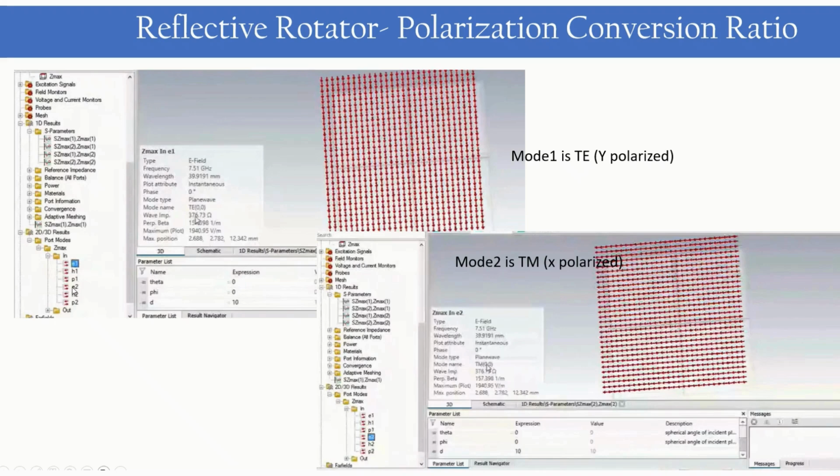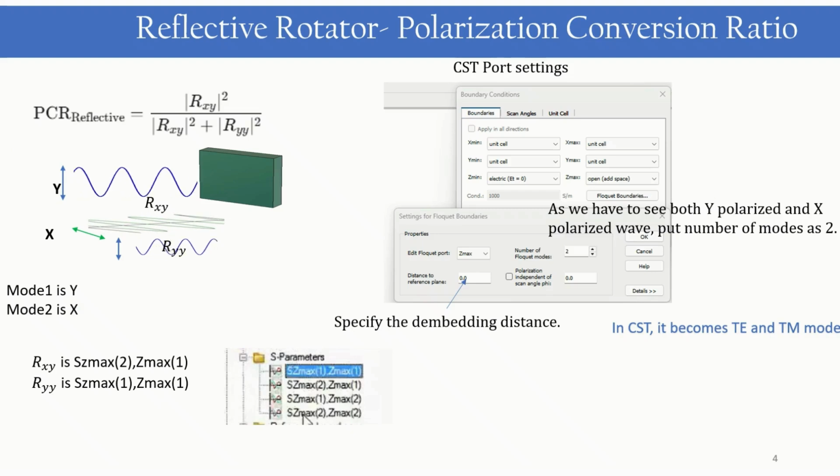And in the case of mode 2, if you click on E2, you can also see the orientation of the electric field. Here you can see that the orientation is along the x-axis and this is TM polarized. So you can use these mode values, mode 1 and 2, for the calculation. So let's see how it will be.